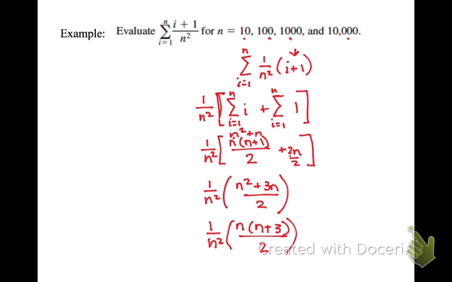Can I reduce one of these n's out? Yeah. So I now have n plus 3 over 2n. So we've done all that work, and now all we have to do is plug in what? Our numbers. 10, 100, 1,000, and 10,000.